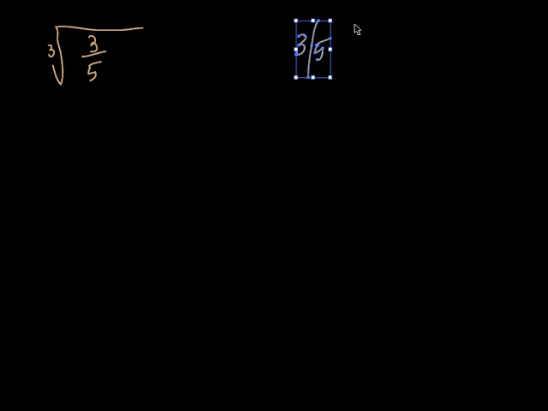I would never write a fraction like that. Okay, so let's do it like this. This makes much more sense. So watch what we're going to do. We're going to take the cube root of 3 and put it over the cube root of 5.